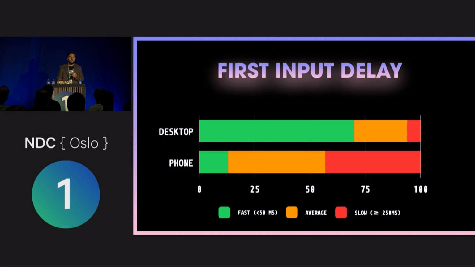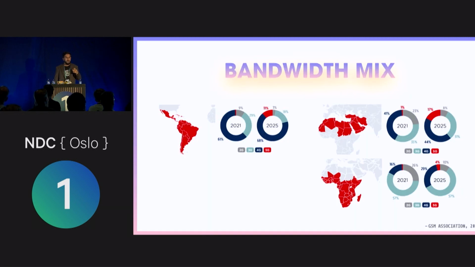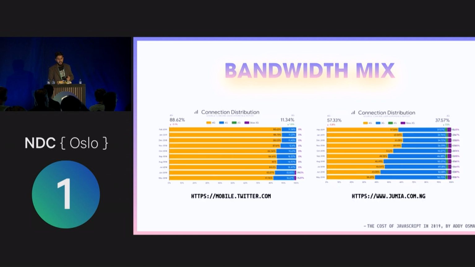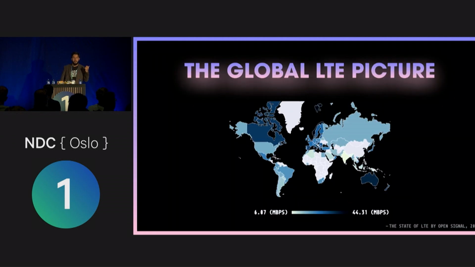And it's usually easy to forget about the bandwidth of our users. We still have some parts of the globe where the vast majority are on either 2G or 3G connections. We can see that reflected, for example, across the kinds of connections accessing Twitter and the kinds of connections accessing Jumia, one of the big e-commerce sites in Nigeria. And not only that, but the global 4G picture is like that. So having 4G doesn't mean a constant connection speed. This is how much it can vary from one country to another, all LTE.